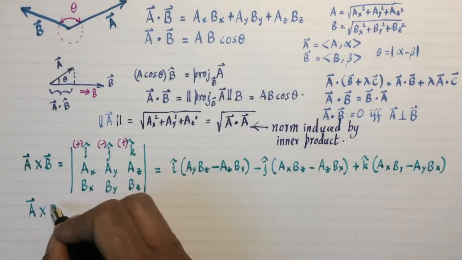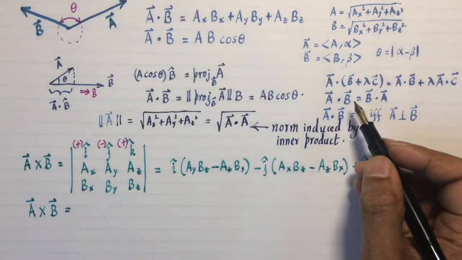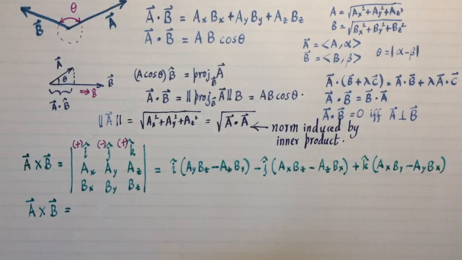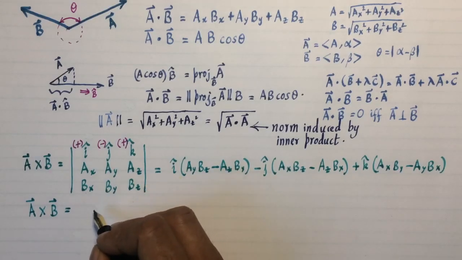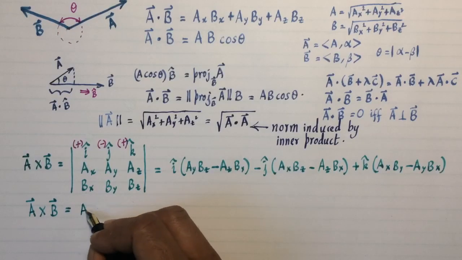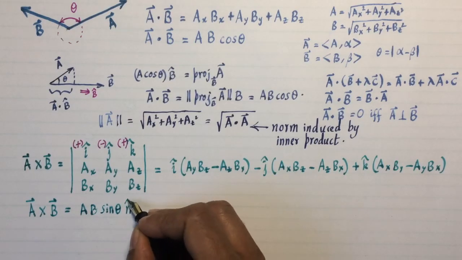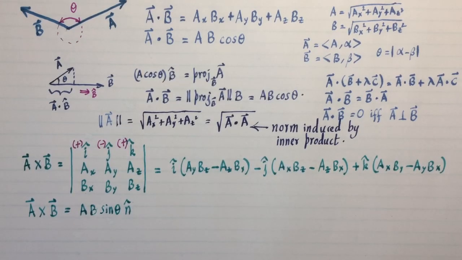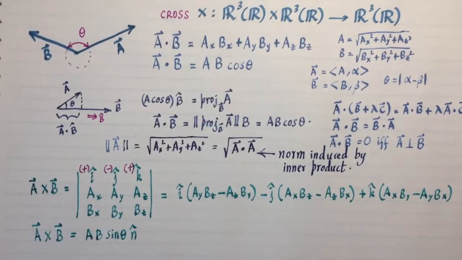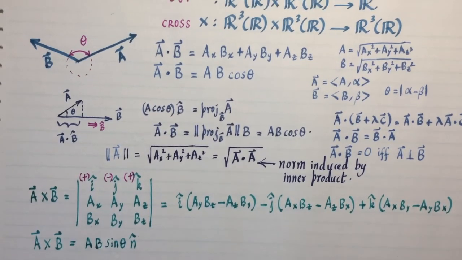If I had A cross B in polar, if I had A in polar and B in polar, how would I do A cross B? Well, first of all, I can find the angle between A and B by simple subtraction, and then A cross B will end up being AB sine theta times some other vector n hat. Well, that's the rub. You cannot really do better than that. Okay, I've given you the magnitude, it's AB sine theta, but the direction is n hat.